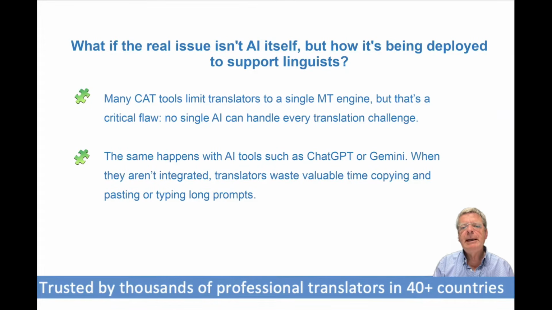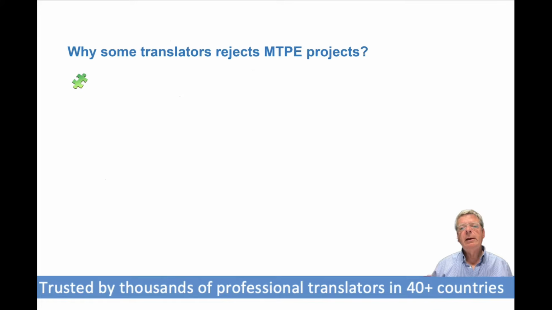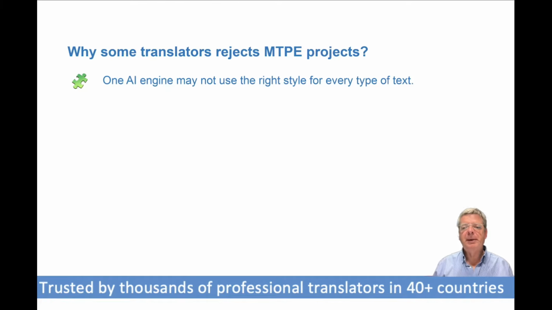As you know, many CAT tools limit translators to a single MT engine, and that's a major problem. And the same happens with AI tools such as ChatGPT if they are not properly integrated. So why do some translators reject MTPE projects?